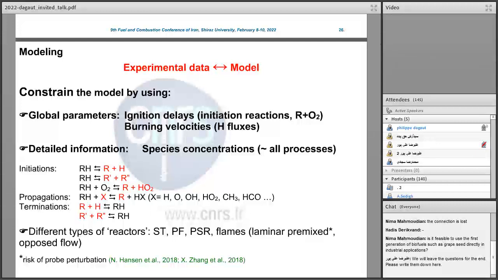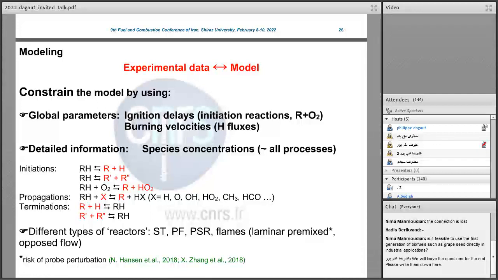Global parameters consist of ignition delays, which are mostly sensitive to initiation reactions and reactions of radicals with molecular oxygen, and burning velocities, which are mostly sensitive to fluxes of H atoms. We also use different types of reactors: shock tubes, plug flow reactor, perfectly stirred reactor, and flames.